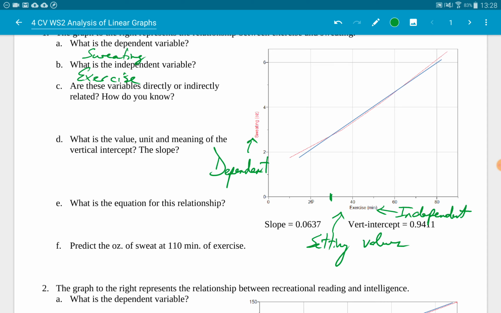And we can see as I'm increasing exercise, as I go from 20 minutes to 40 minutes to 60 minutes, my sweat is also increasing as well.